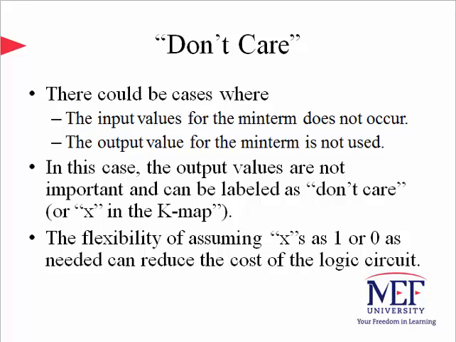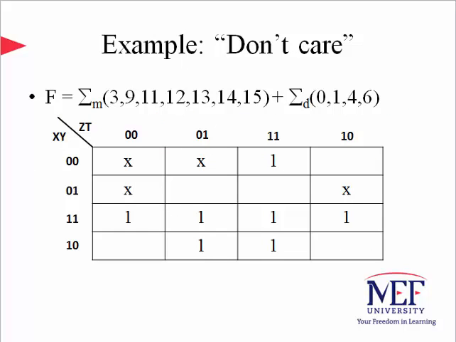Here the don't cares are shown as X or cross sign in the Karnaugh map, and the flexibility of assuming don't cares to be logical 0 or 1 as needed can reduce the cost of the logic circuit dramatically. Let us go through the example. Here we use an alternative sum term in the original Boolean expression, where the second sum signifies the minterms that do not matter with regard to the functional operation.